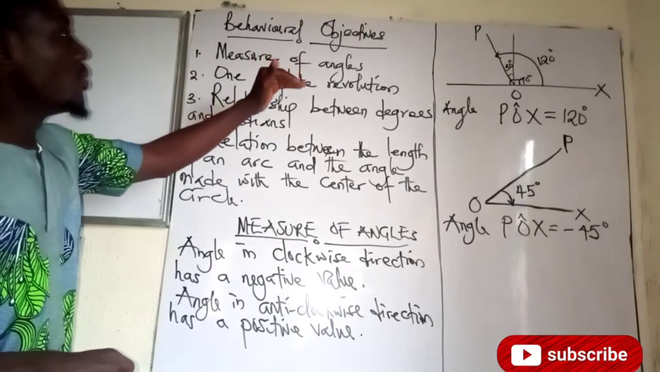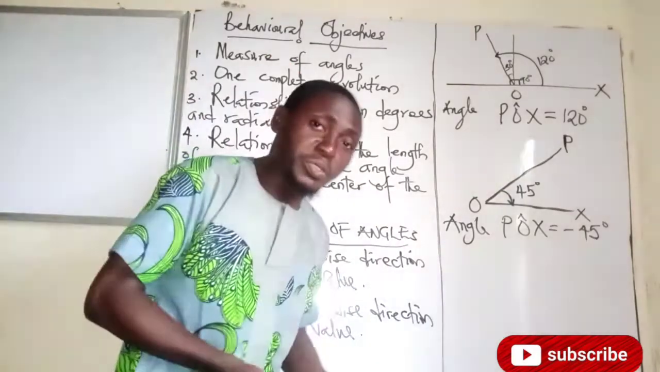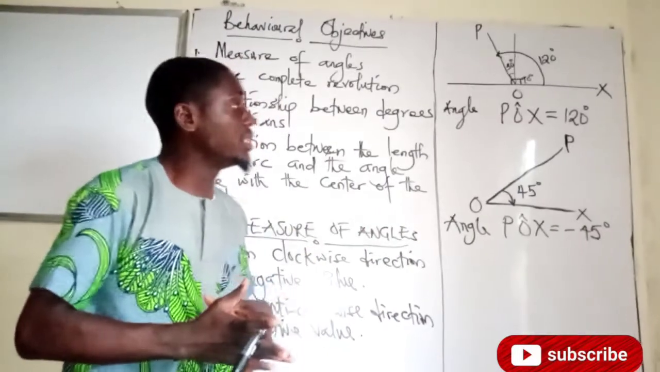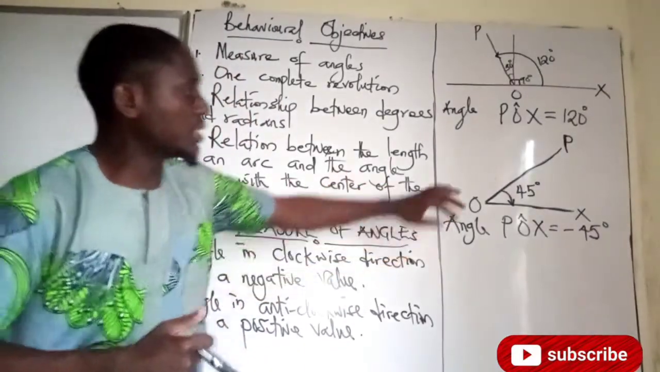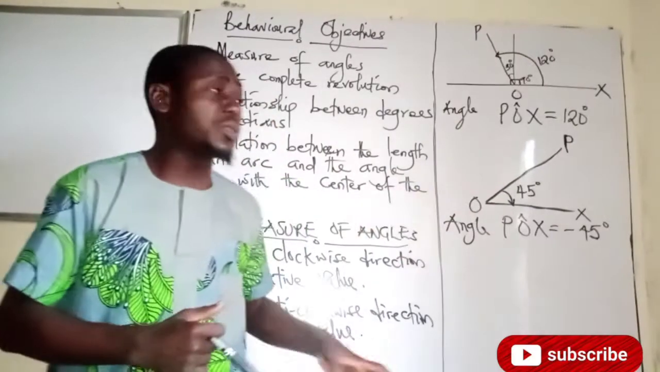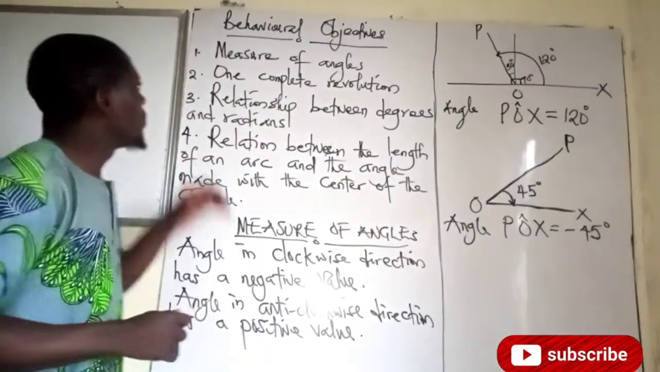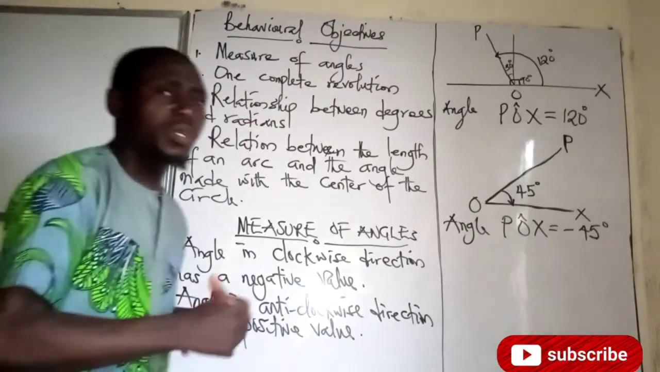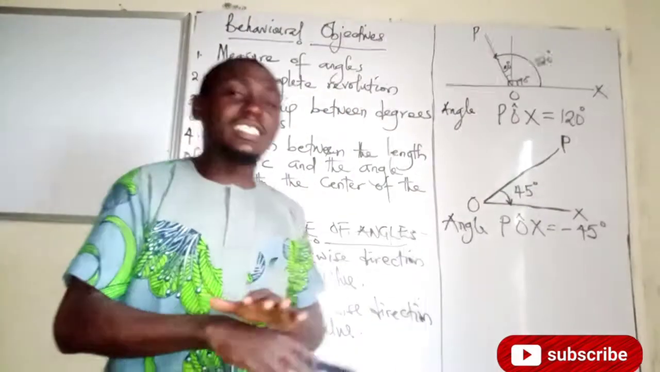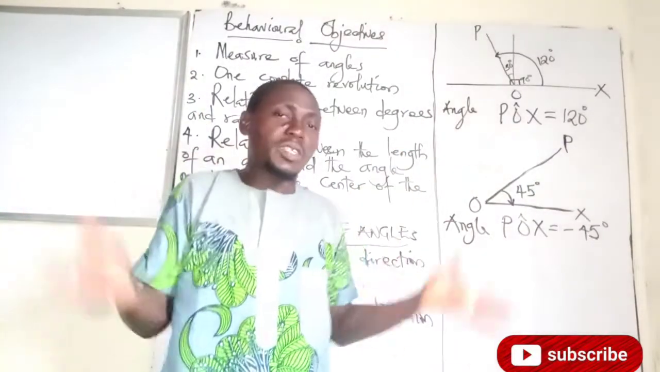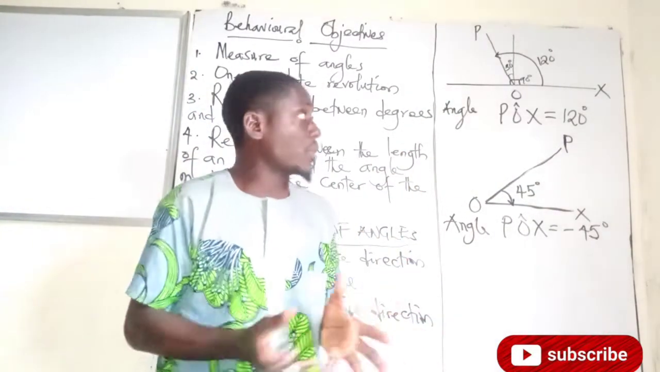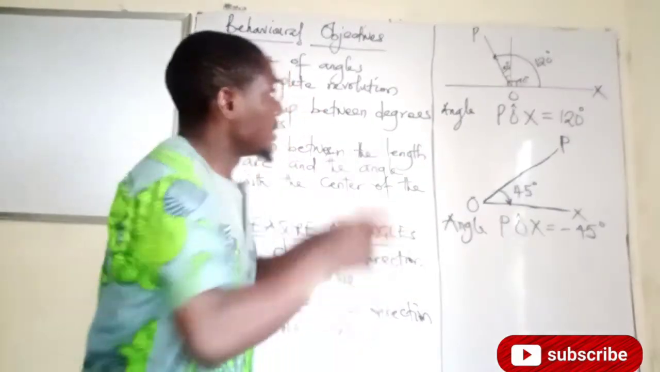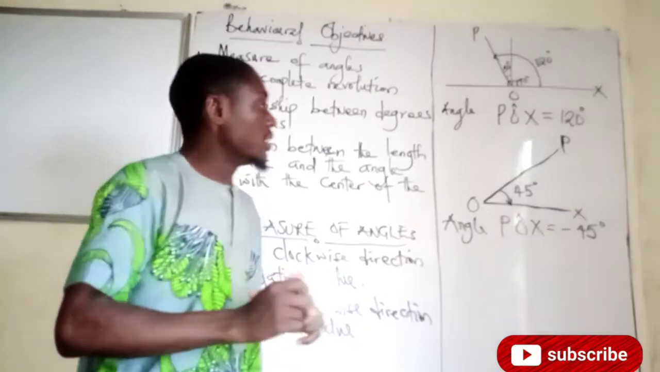Now, we've discussed that an obtuse angle is an angle greater than 90 degrees but less than 180 degrees. We've also discussed that an acute angle, this is an example of an acute angle, is an angle less than 90 degrees. Now, another thing we want to discuss here is one complete revolution. When we say a complete revolution, it is the totality of the circle, the angle made with the totality of the circle, that is 360 degrees.